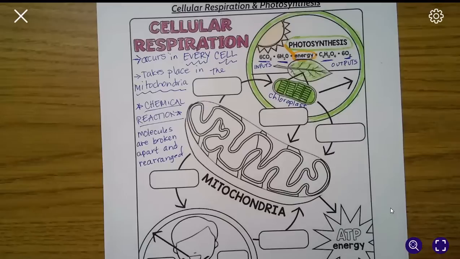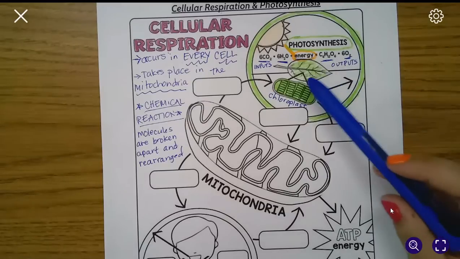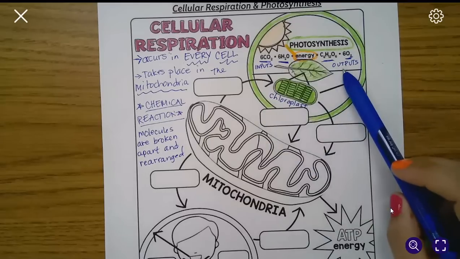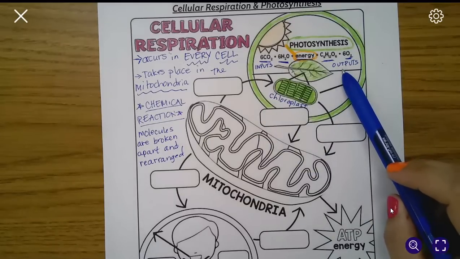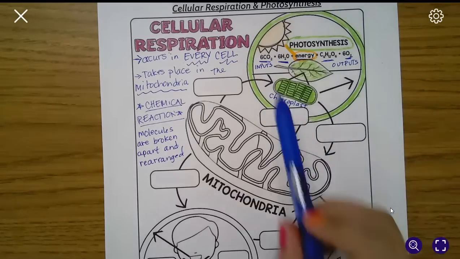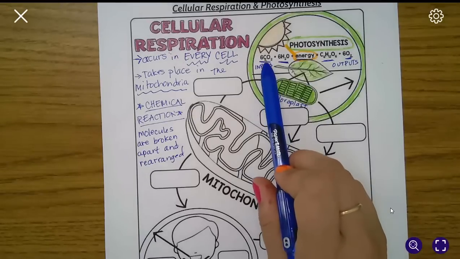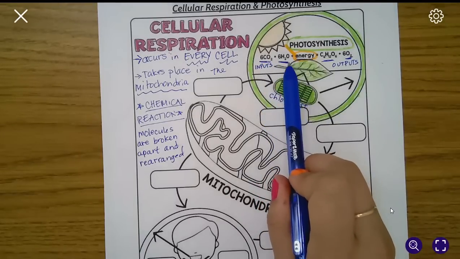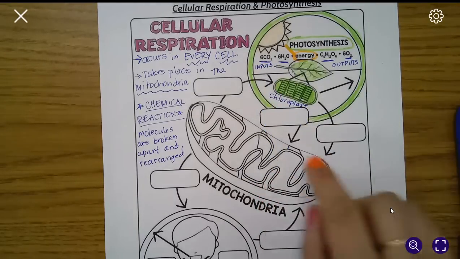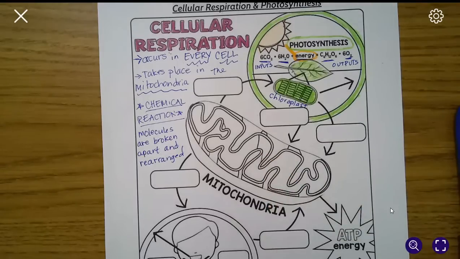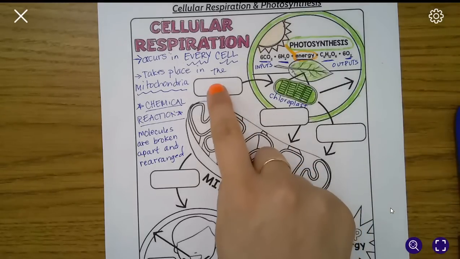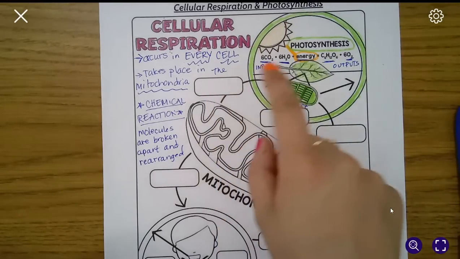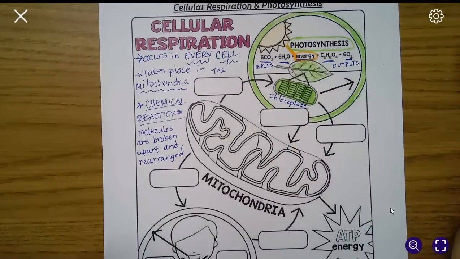So let's start with what goes in for photosynthesis. I think that's a good idea. So, in photosynthesis, our inputs are carbon dioxide and water vapor. All right. So, carbon dioxide, water vapor. That's what's going in for photosynthesis. So let's go ahead and put that in our box.